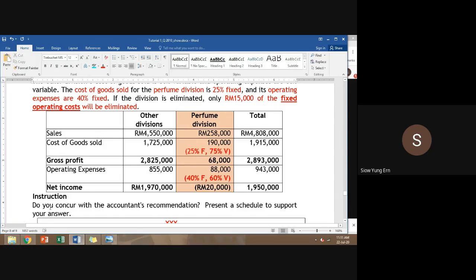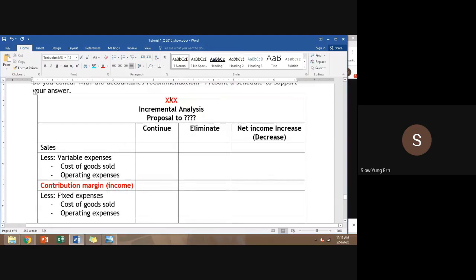So the question asks you, do you concur with the accountant's recommendation? Do you agree with the accountant's recommendation? Present a schedule to support your answer. As always, remember to put in the company's name and then: Proposal to continue or eliminate the perfume department.